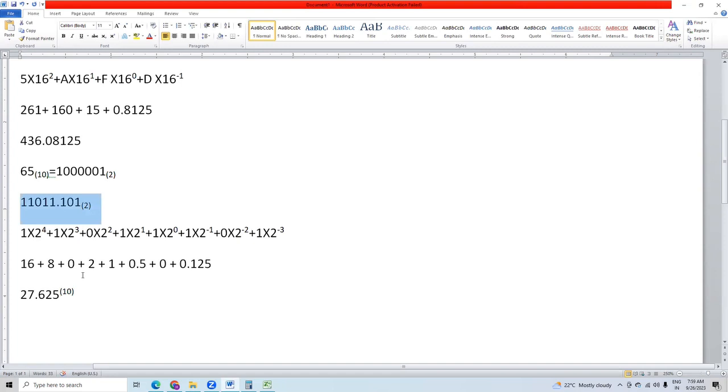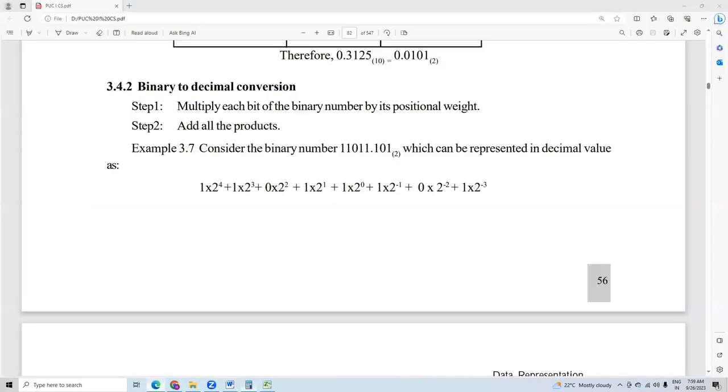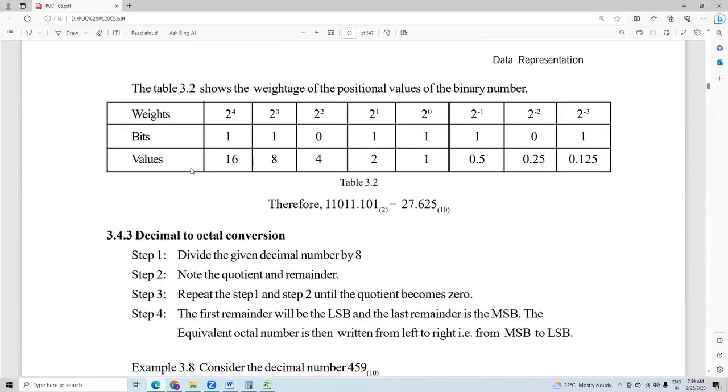At last you have to write the answer like this. Equal to, you can say here, therefore, like this you have to write. The base should come down like this. Fine. This is the way of converting binary to decimal. They have shown it with a fraction number only. Next. So here also I have given it with the table, 27.625.